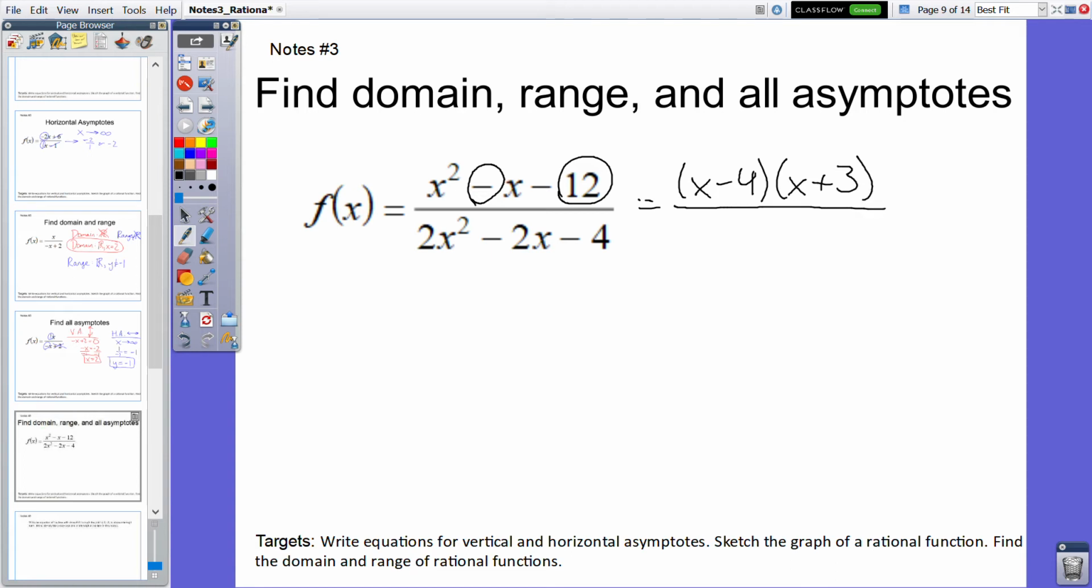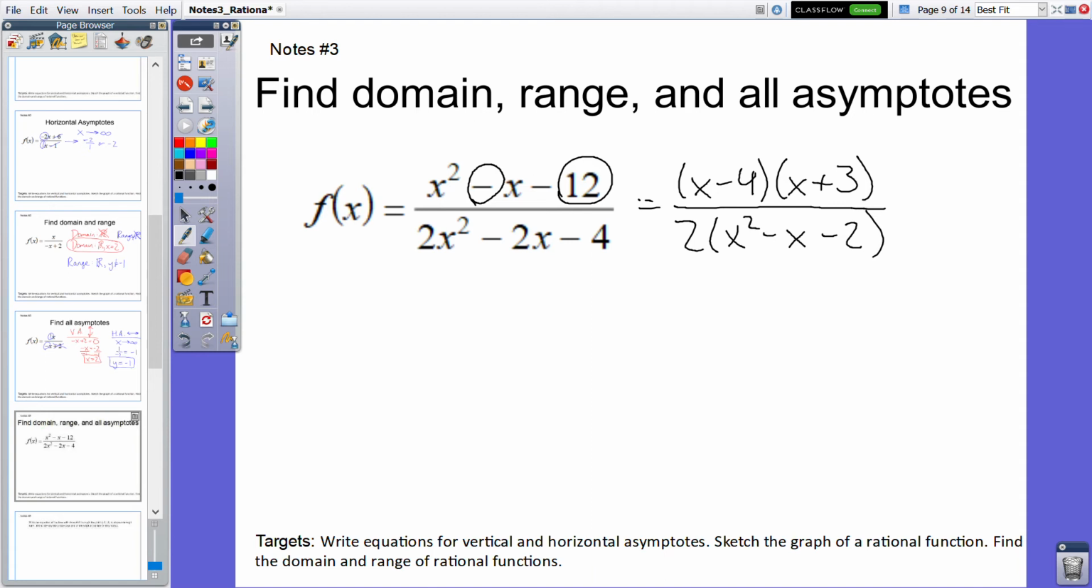Now the denominator, it has a common factor here. Common factor for 2x squared minus 2x minus 4, and that's going to be 2. So I'm going to take out a 2 here and divide all these by 2, and that's going to leave me with 2 times x squared minus x minus 2. Okay? Now, we can factor the quadratic that's in the denominator here.